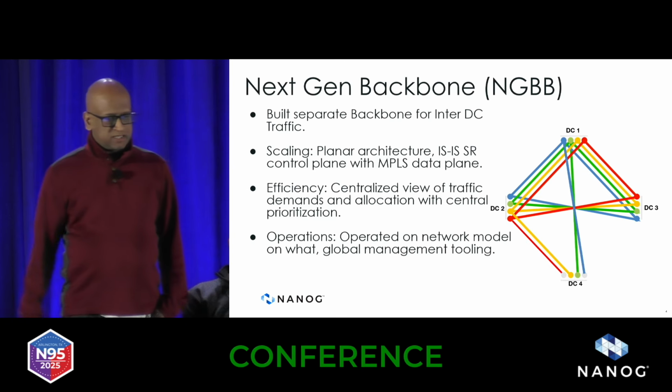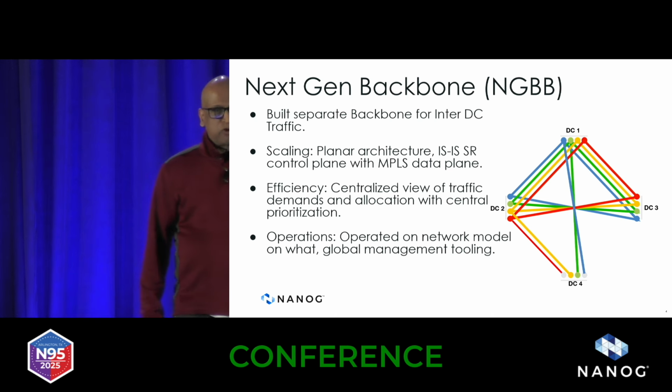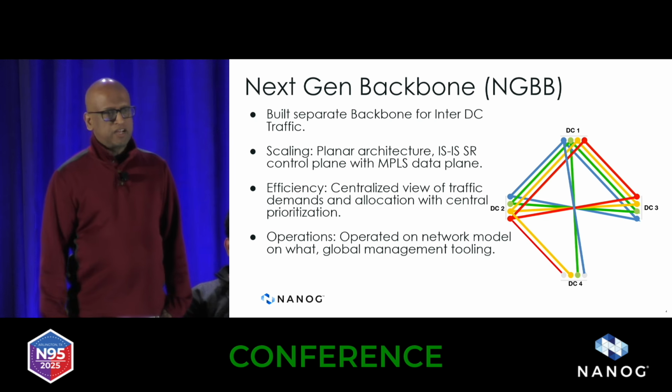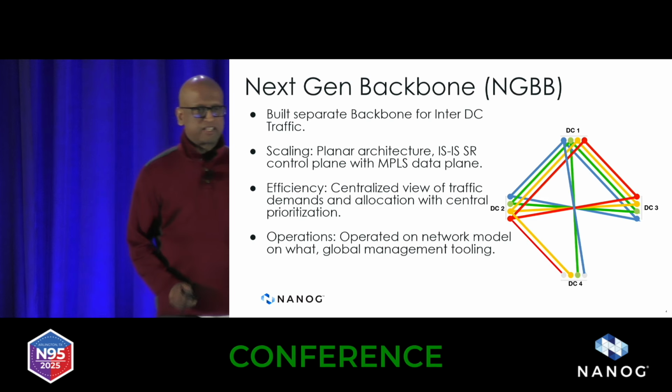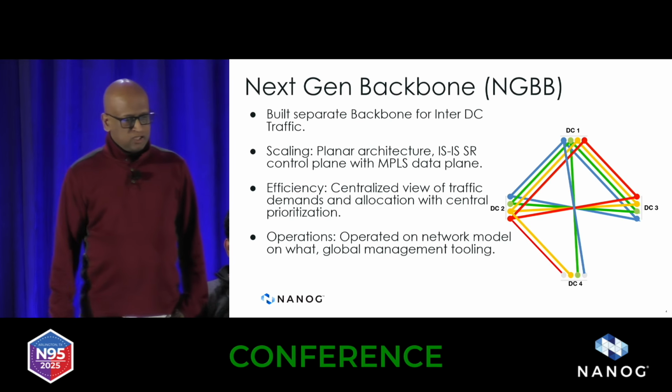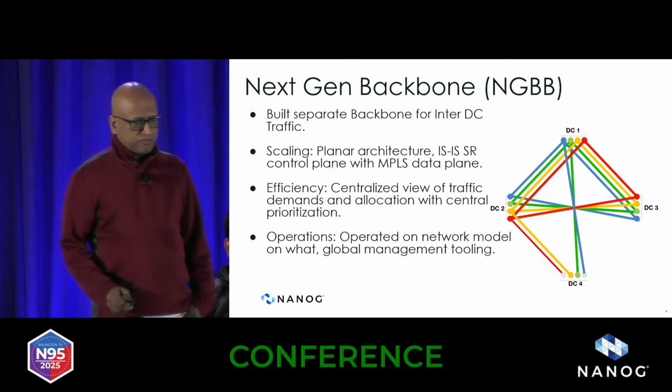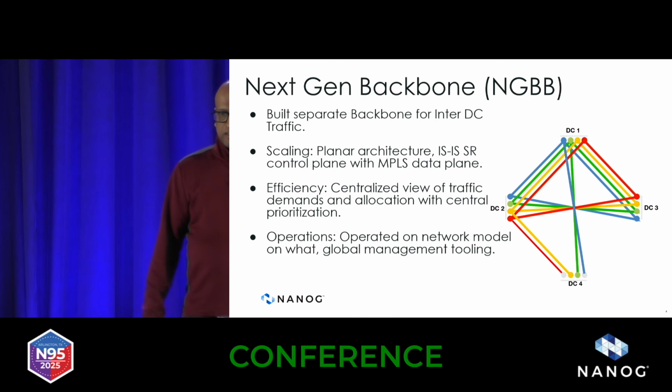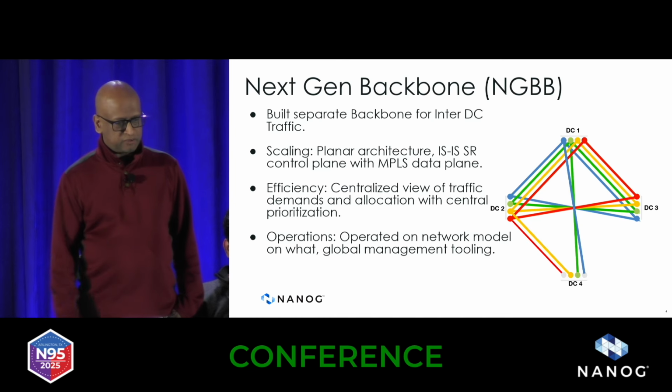And we use MPLS in the data plane. The scaling requirements of this backbone were very small. From the routing standpoint, we need a few thousand routes, and we don't need any ACLs, unlike the edge router, where we need high ACL scale. So we could get away with merchant silicon boxes, and we use pizza boxes for these routers. This reduced the cost of this network drastically.